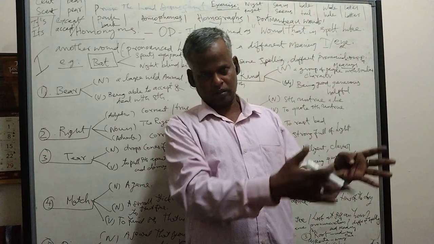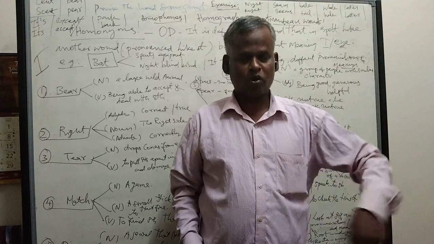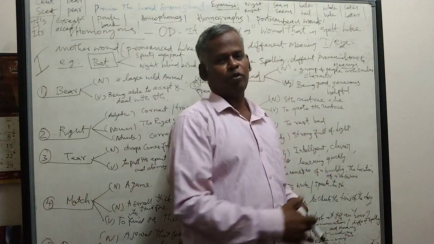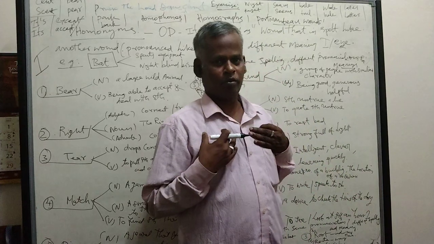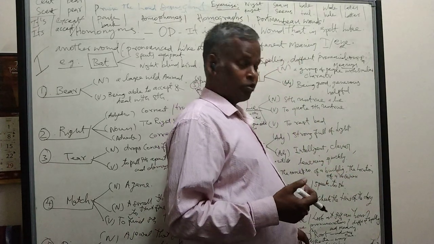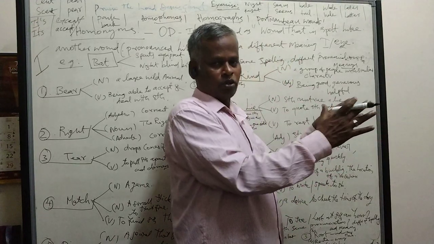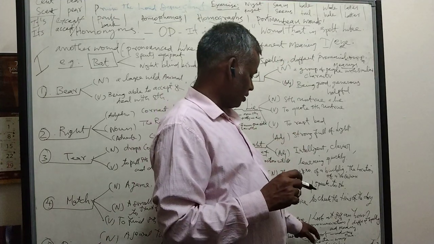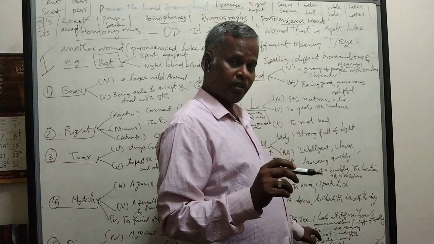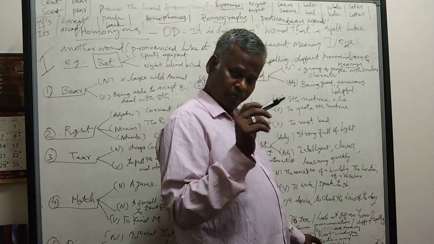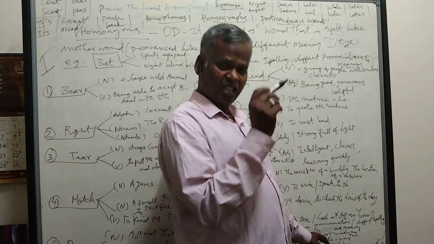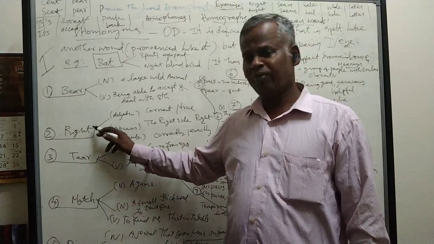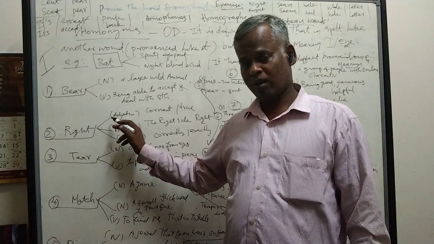Suppose I go to my native place, I can go through Tiruvannamalai as one route, Salem as another route, Villupuram as another route, Trichy as another route. Four routes I have to reach my native place. Direct route, short route, long route, R-O-U-T-E. We should not mistake that. Root and route have different spellings and different meanings but the same pronunciation.